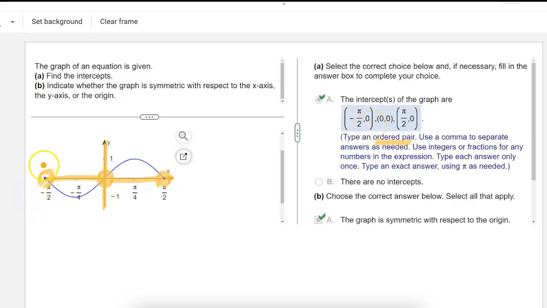So we want to state this point as the point. It has an x value negative pi/2 and its y value is 0, and you see that here as an ordered pair. And then likewise with the other 2 points.